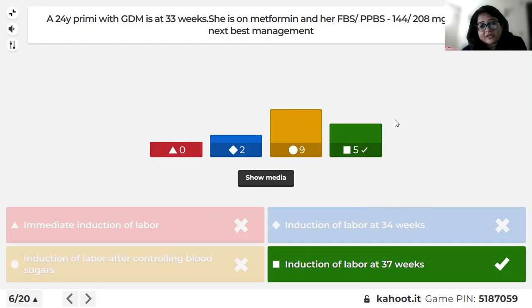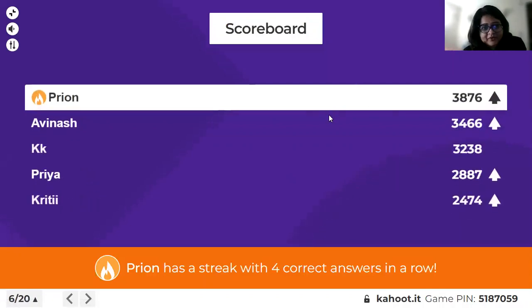Okay, so let us go to the discussion. Let's see the scoreboard first. Okay, Pran on top, Avinash, KK, Priya, Kriti. Let's see the discussion quickly. One slide I think only we have on GDM. Let me go to that.